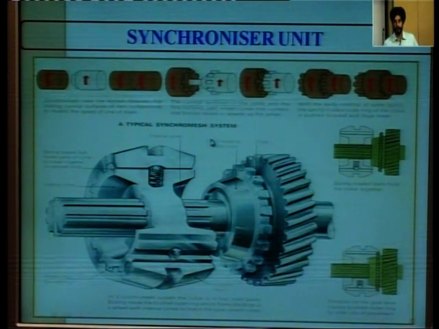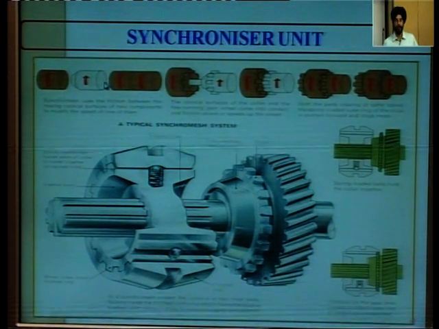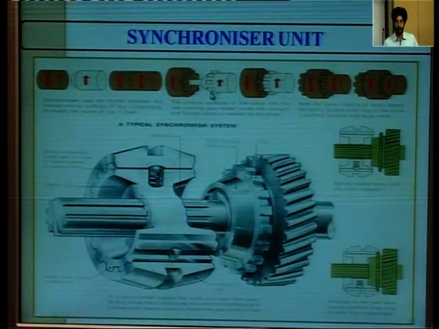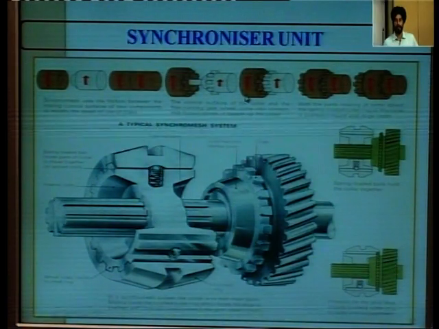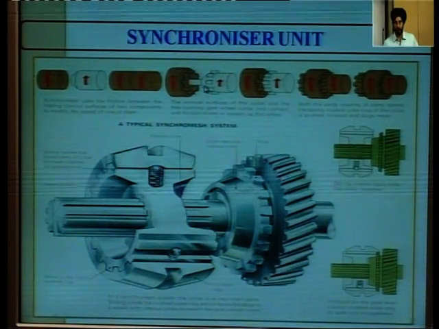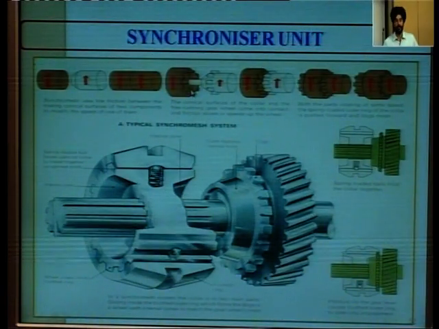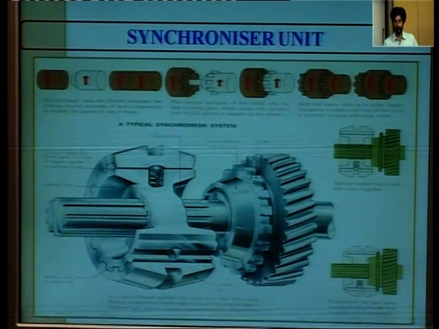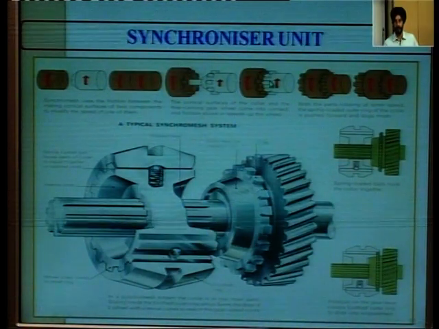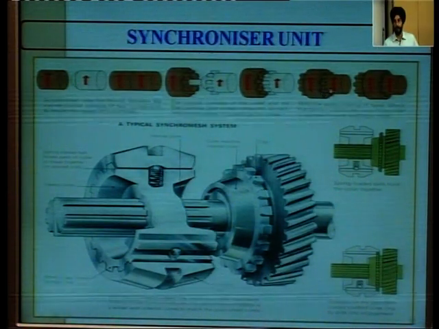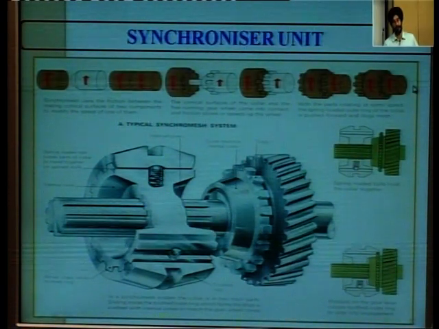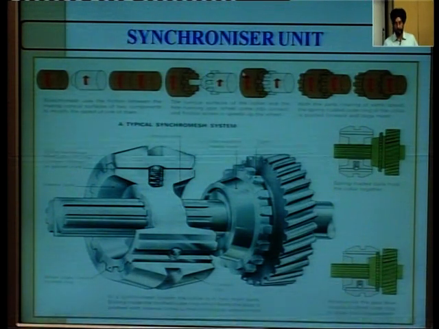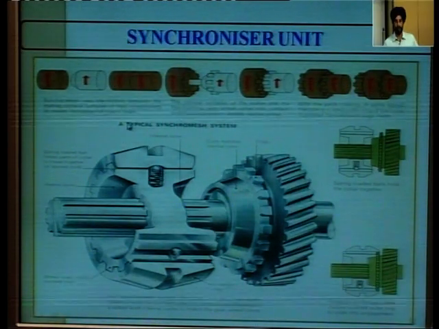Now, in the second case, in addition to the conical surface, there are dogs attached on the periphery of the shaft. When these two mesh, firstly the conical surfaces come into contact, which increases or equalizes the speed of both shafts. After that, these dogs are meshed. After meshing, we have a total positive output of the shaft. So, these three conditions show the working operation of a synchromesh unit.